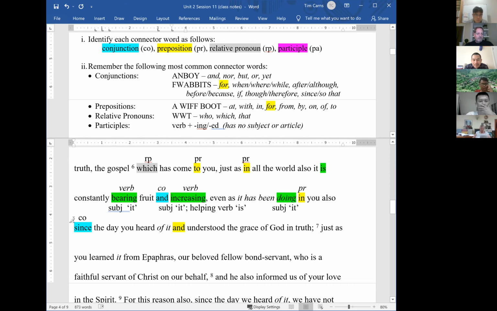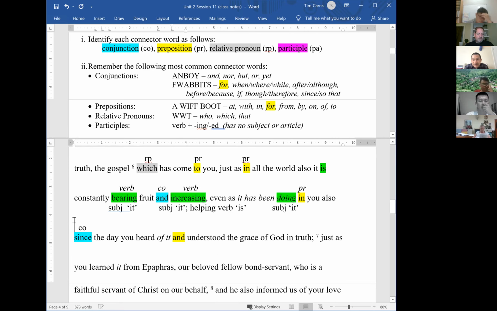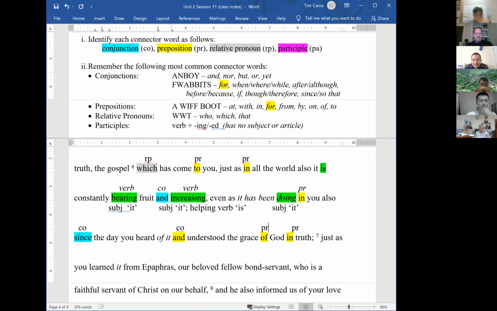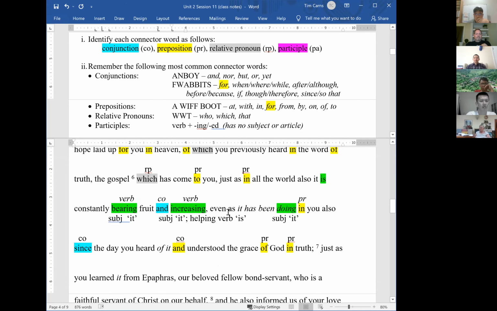Understood the grace of God in truth. Another preposition, in. All right. Conjunction, grace of God, preposition, of. Yep, of is there too. Preposition. All right. Very good. Very good.